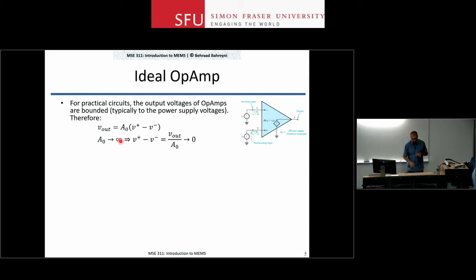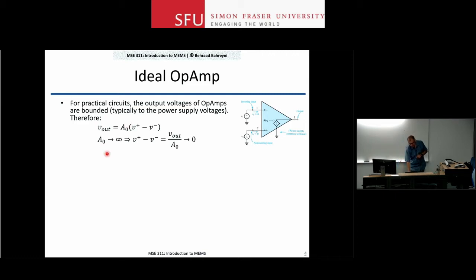The first thing, and again, these are reminders from what you had in 251. The first thing is that if V out is A naught times the difference between the two input voltages, assuming that you have a finite output voltage, which you normally do, right? Remember that we have 2 power supplies here. The output voltage of an op-amp cannot go beyond those 2 limits. If you have plus and minus 5 volts, those are the limits for the output voltage. You cannot go beyond them. So V out is bounded, V out is limited.